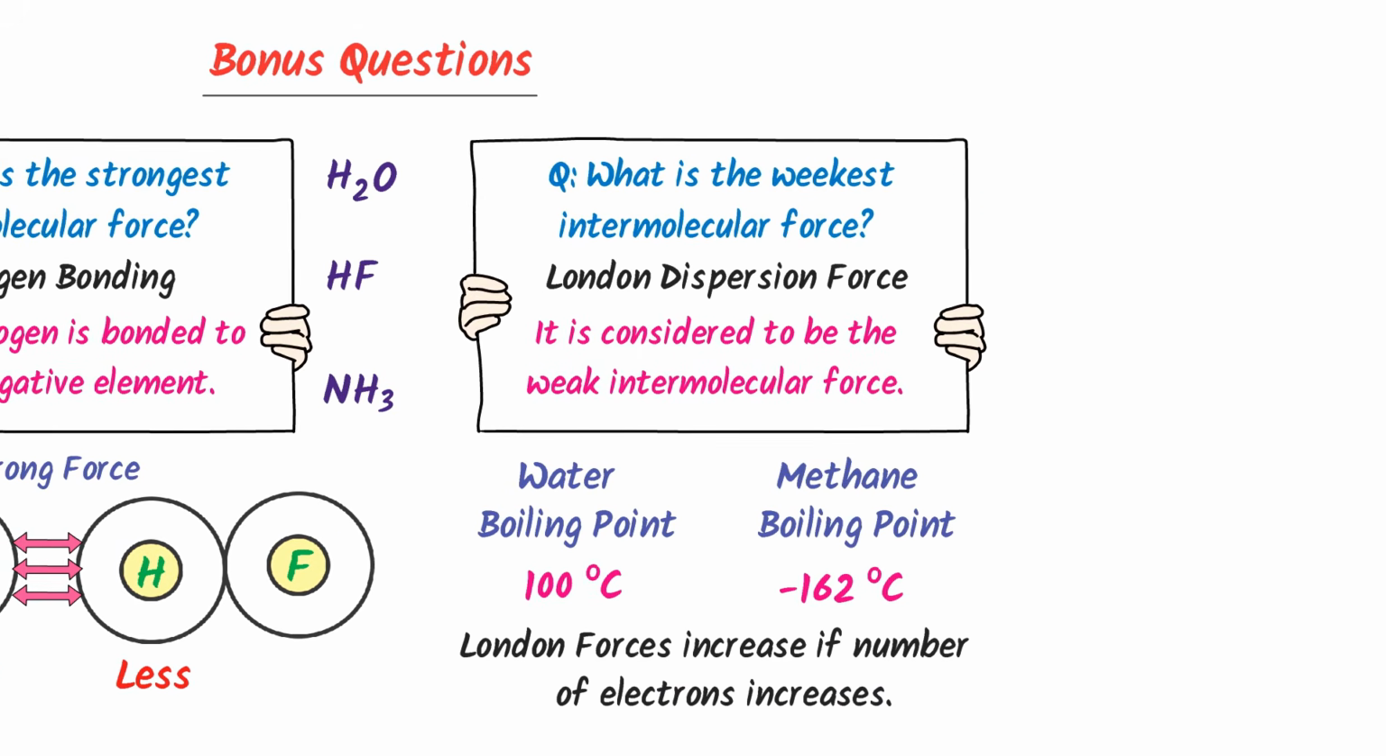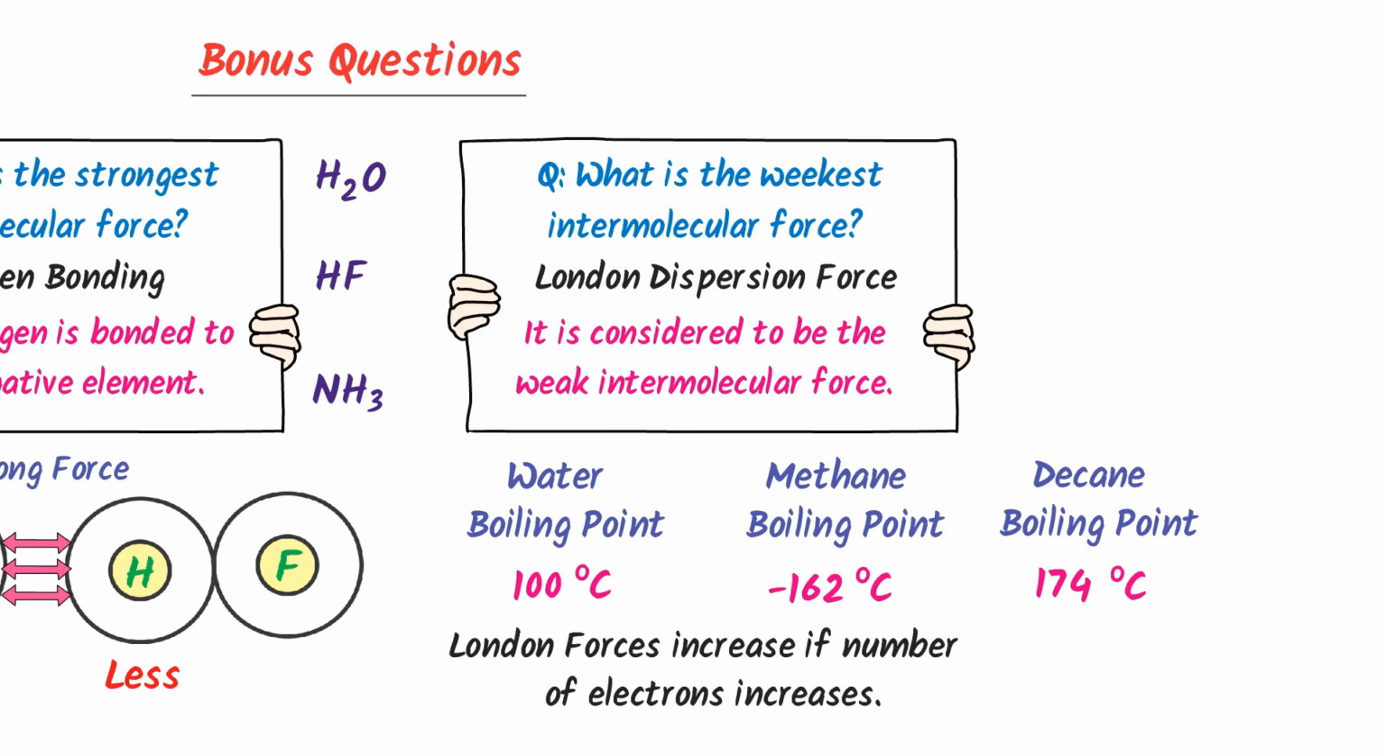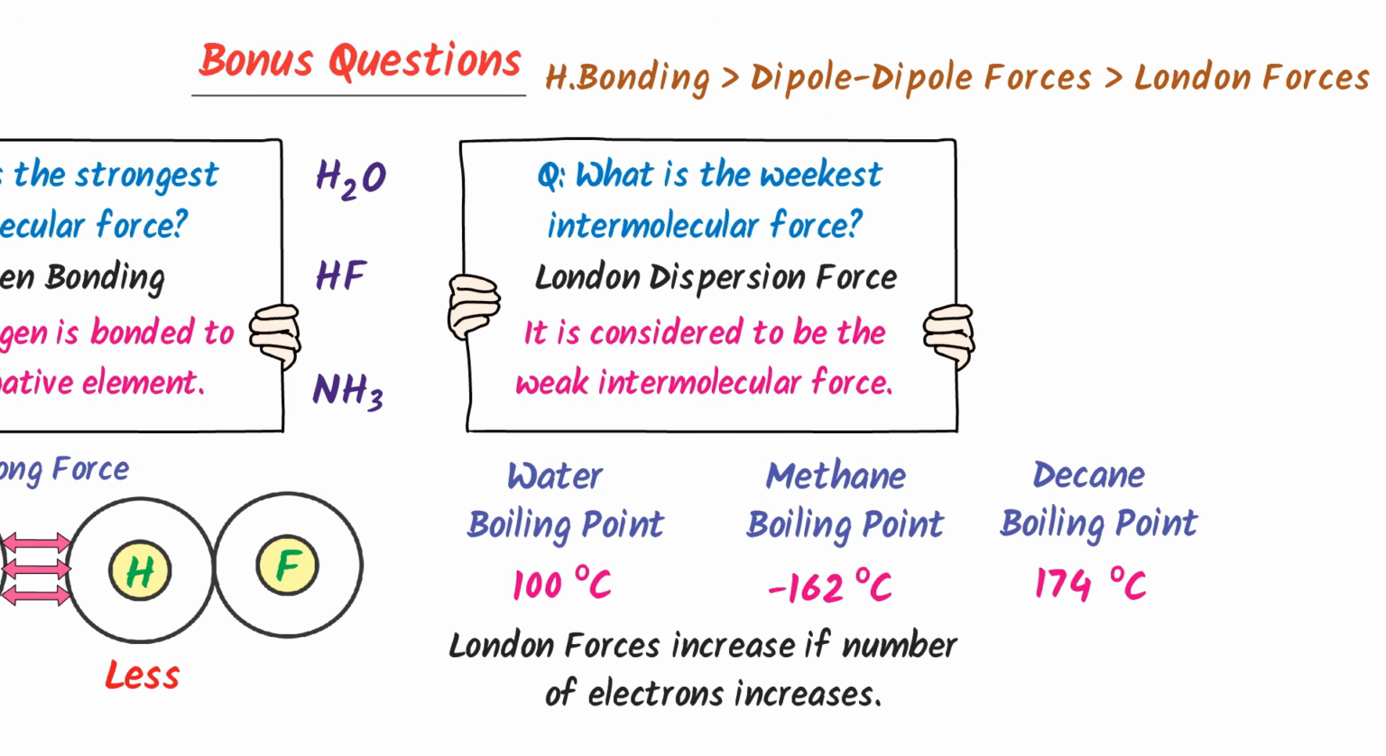For example, consider decane. The boiling point of decane is 174 degrees centigrade and that of water is 100 degrees centigrade. Thus remember that the strongest intermolecular force is hydrogen bonding and the weakest intermolecular force is London dispersion force. Therefore, we say that hydrogen bonding is the strongest intermolecular force, then dipole-dipole forces, then London dispersion forces. Thus note down these important points.